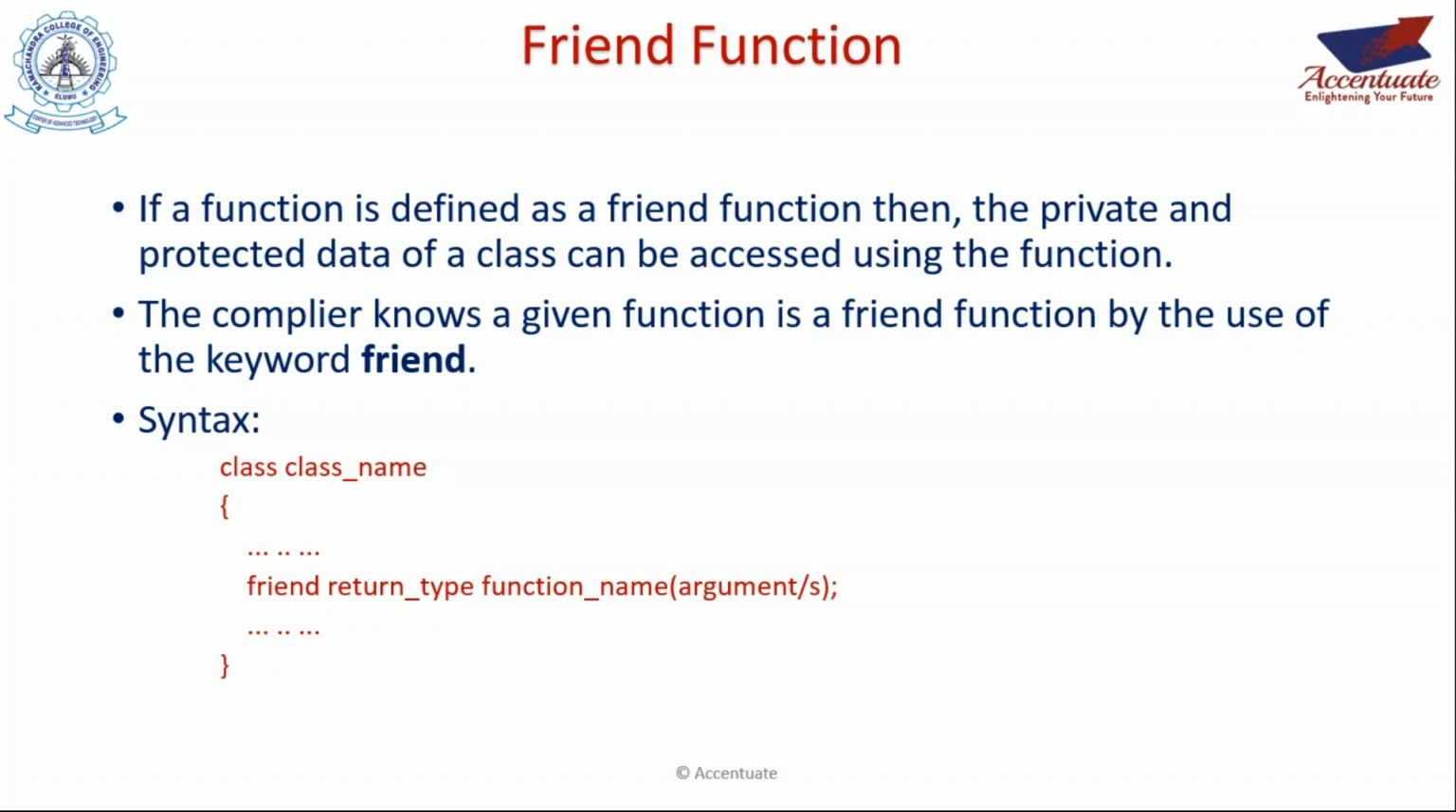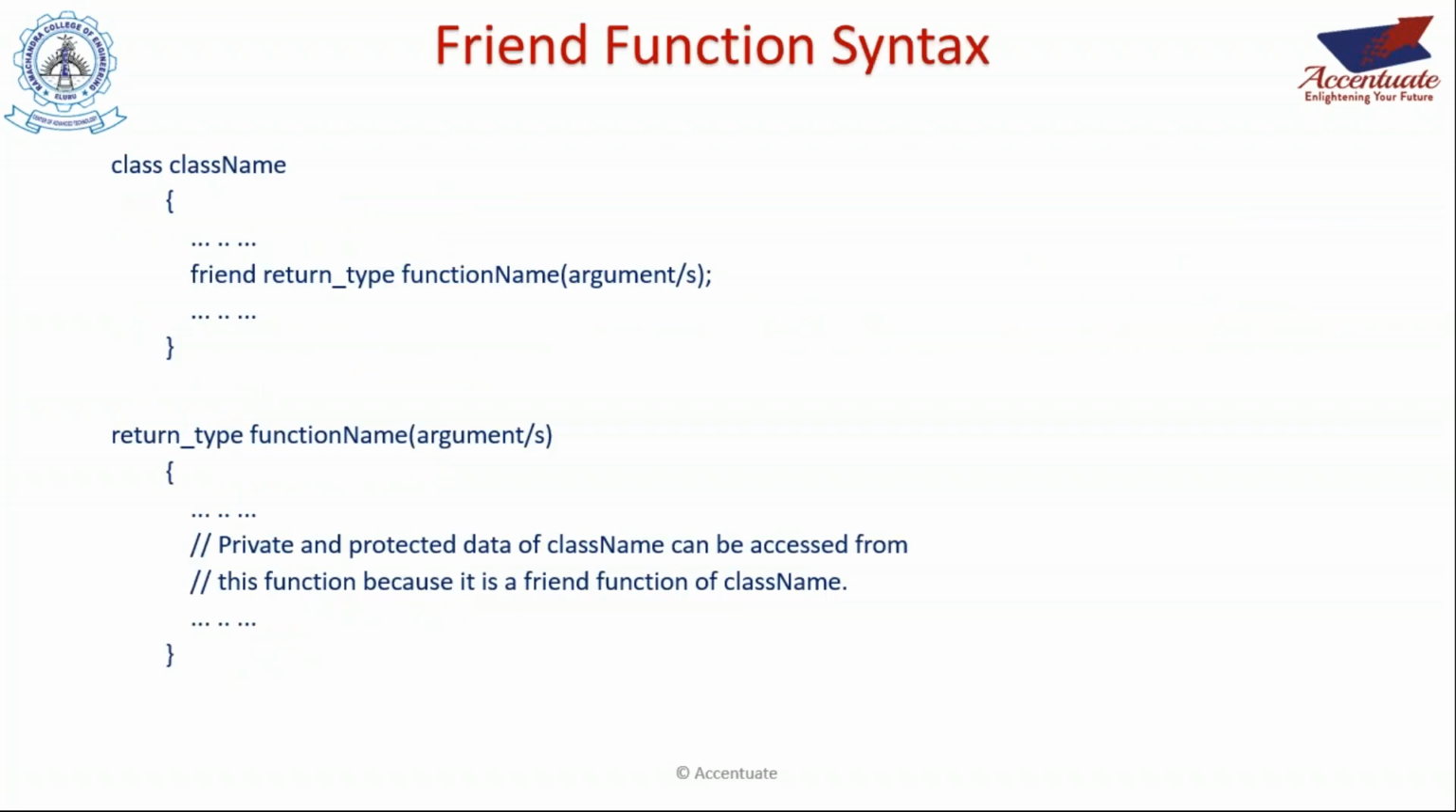Now the compiler knows a given function is a friend function by the use of the keyword friend. For accessing the data, the declaration of a friend function should be made inside the body of a class, like how you see in this syntax. So I have a class name, and inside this I have a function which has been declared. I'm using the keyword friend, the return type, then the function name along with the arguments.